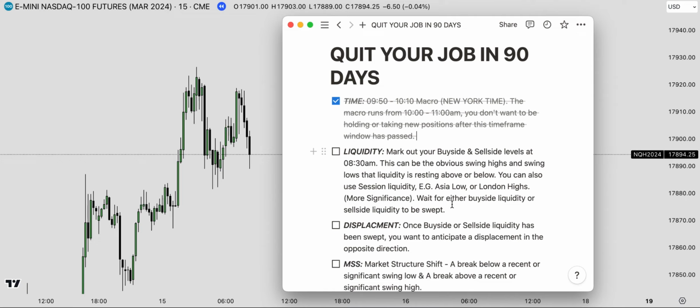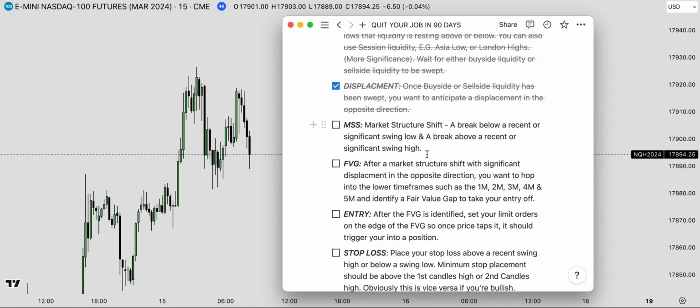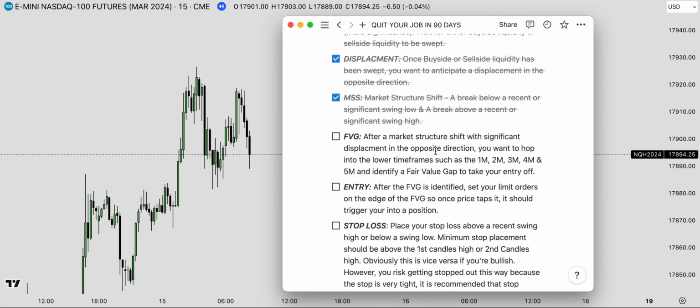You want to wait for either buy side liquidity or sell side liquidity to be swept. Once buy side or sell side liquidity has been swept, you want to anticipate a displacement in the opposite direction. After getting the displacement, that will follow up with a market structure shift, which is a break below a recent or significant swing low or a break above a recent or significant swing high. So obviously, if you're bearish, you want to see a break below a swing low, and vice versa if you're bullish. After a market structure shift, a fair value gap will follow.